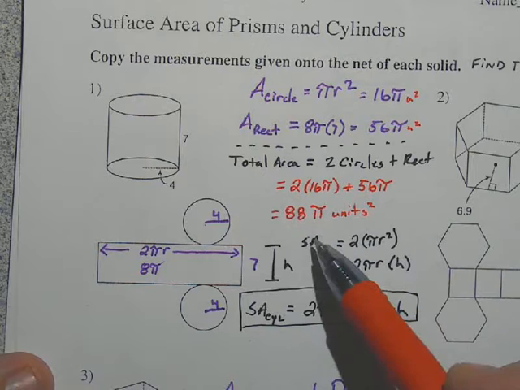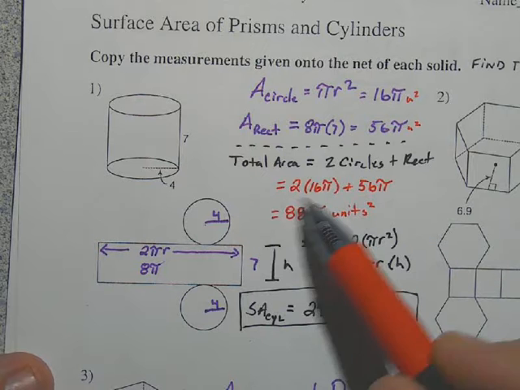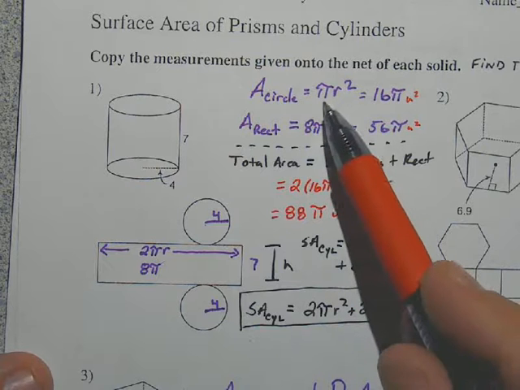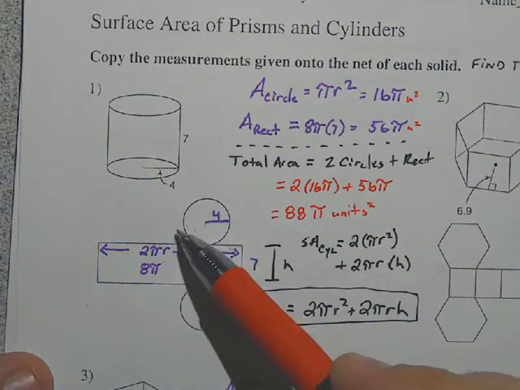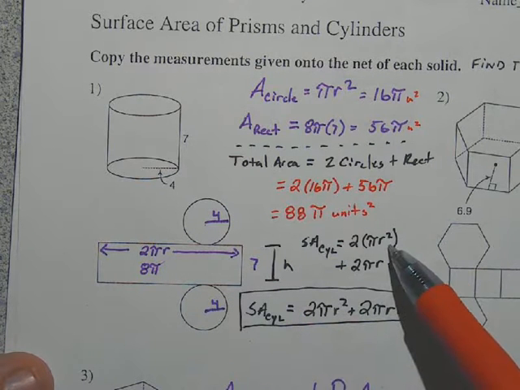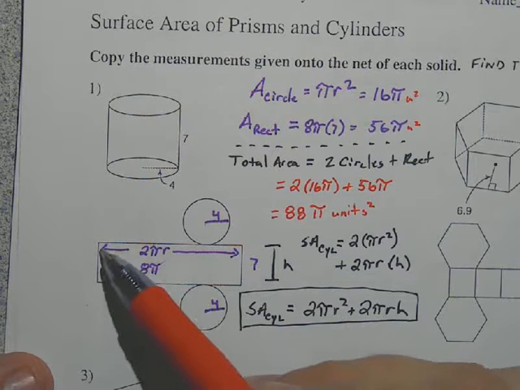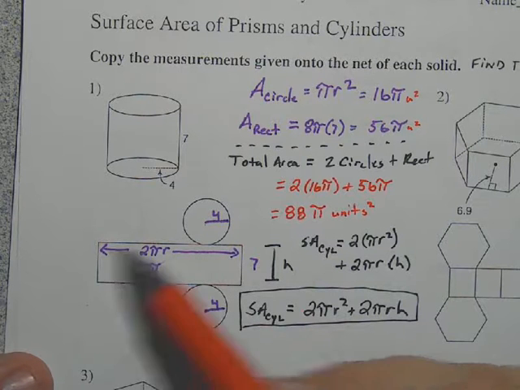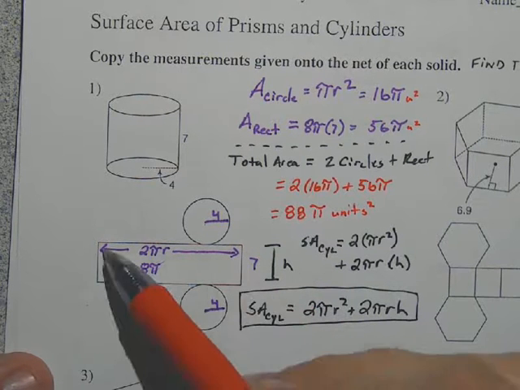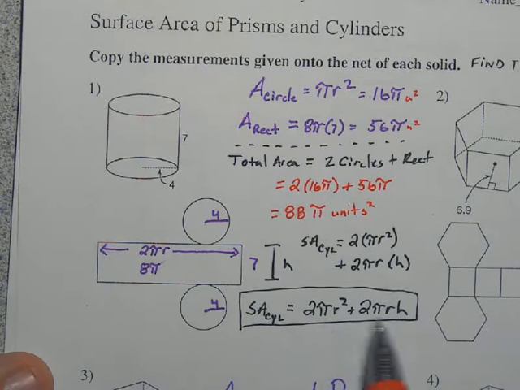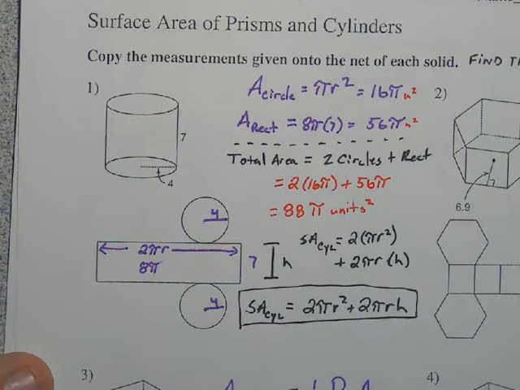That's the total area, and I can also derive a formula from that. The surface area of a cylinder is going to be 2 times this pi r squared for one circle. So if each circle is pi r squared, I have 2 of them. So that's going to be 2 pi r squared. But then there's also going to be this 2 pi r times h rectangle in the middle. This is h tall, and this is going to be 2 pi r long. So this is going to be 2 pi r times h. So the formula would be 2 pi r squared plus 2 pi r h.